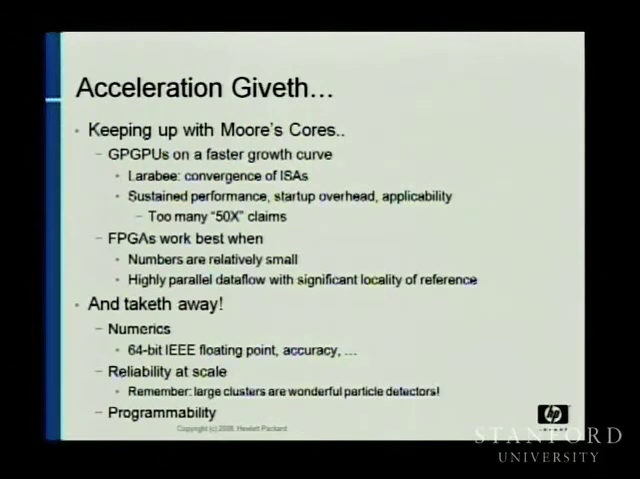General rule, and the people in the room are much better at this than I am, but FPGAs generally work best when numbers are small and when data paths are really wide. So very highly parallel data flow. Then the problems are that if you want to do 64-bit full IEEE math, those FPGAs become a little less endearing. That might change because FPGAs are also on a steeper growth curve than mainstream processors.